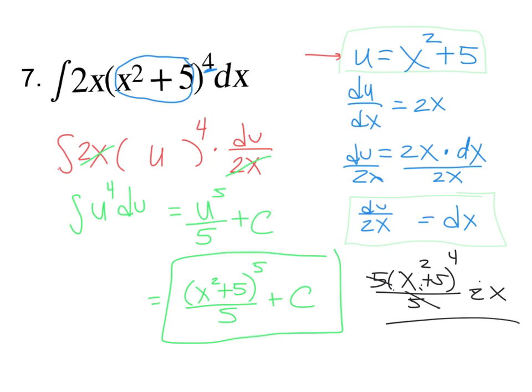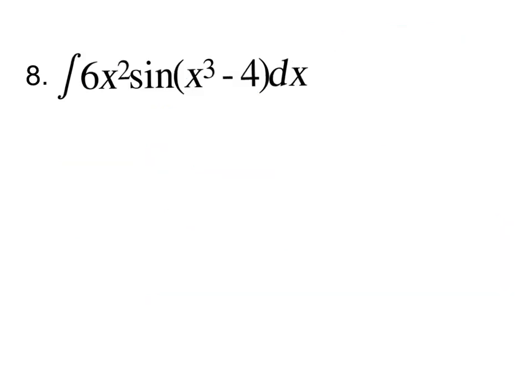And notice this is what we started with. So I figure out my inside, that's my u. I take the derivative of both sides and solve for dx. Substitute, your x's should cancel. If your x's don't cancel, you did something wrong. All right, so take a minute and see, what do you think your u is? And then take the derivative of both sides and solve for dx.